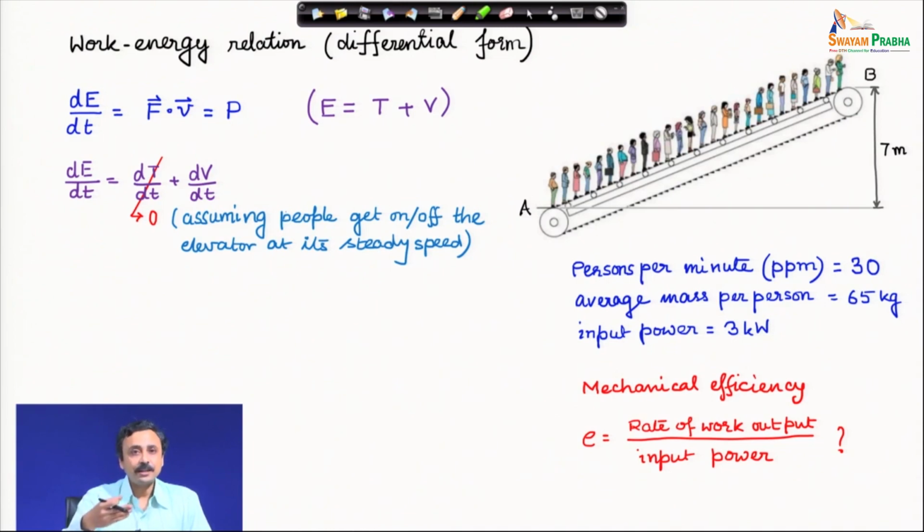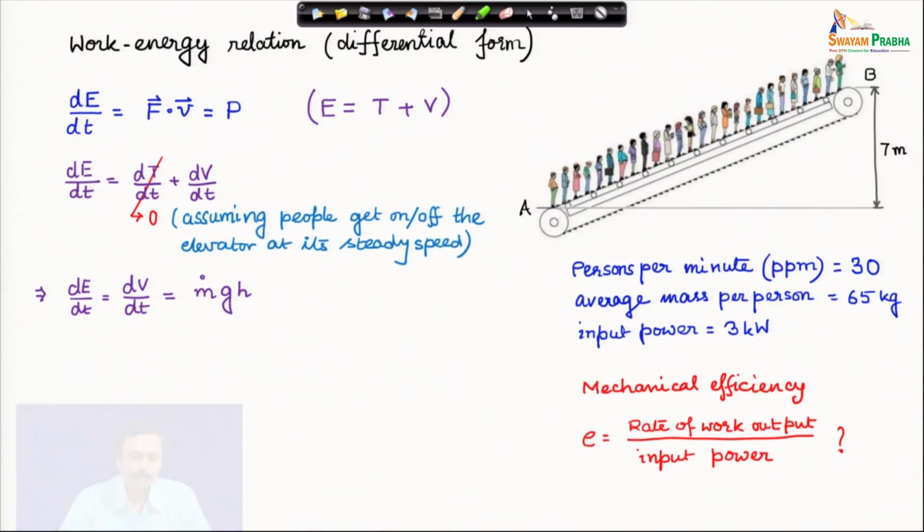Similarly, at the end of the escalator, if you just get off and try to be at 0 velocity, you will have a feeling of falling forward. Therefore, you assume in this problem that the rate of change of kinetic energy is 0. People are getting on and off the escalator at the running speed of the escalator. The escalator does not have to accelerate or decelerate a person.